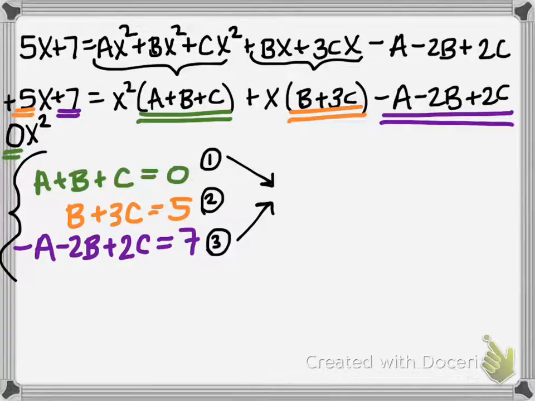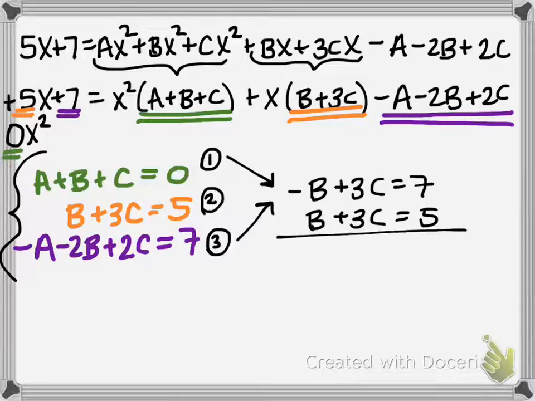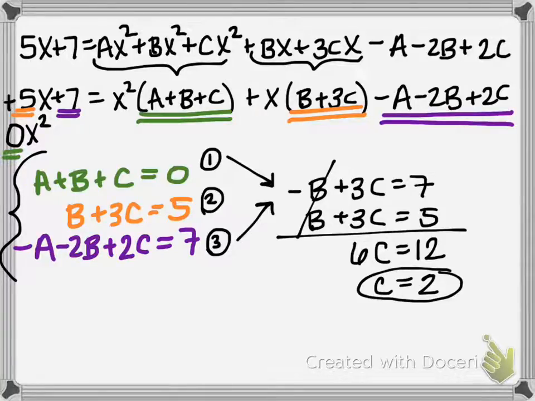And you'll notice, if we do elimination and add equations 1 and 3 together right now, the a will be eliminated. So adding 1 and 3 together will give us the new equation, negative b plus 3c equals 7. Now we can put that together with my equation 2, which is b plus 3c equals 5, and do elimination again. And when we do elimination, the b's will be eliminated, leaving 6c equals 7 plus 5, which is 12. So we can finish solving here, and we'll get that c is equal to 2.